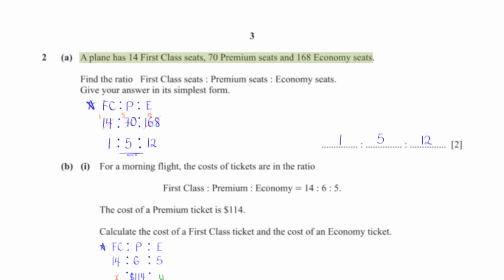A plane has 14 first-class seats, 70 premium seats, and 168 economy seats. Find the ratio first-class seats is to premium seats is to economy seats. Give your answer in its simplest form. So for the ratio, we have 14 is to 70 is to 168. The common factor here is 14, and so this helps us simplify the ratio into 1 is to 5 is to 12.